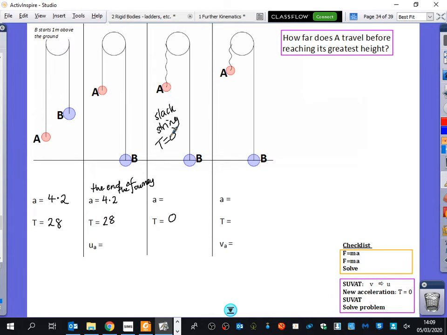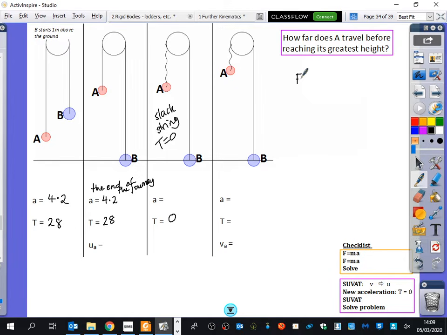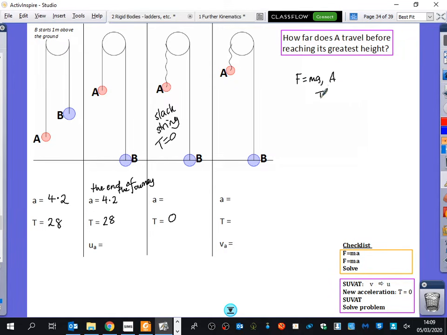And we now want to think about what the acceleration is. So I'm actually going to remind us, what was the equation of motion for A? It was this, wasn't it? T minus 2g equals 2a. So F equals ma for A was T minus 2g equals 2a. But we know that tension is now equal to 0. So what does it look like we've got? We've got minus 2g equals 2a. So the acceleration is minus g, or minus 9.8.